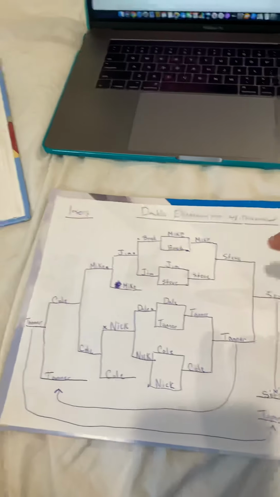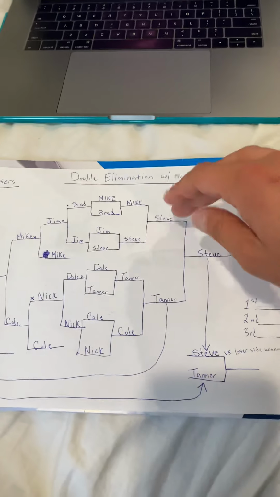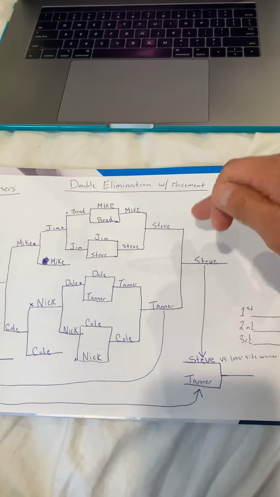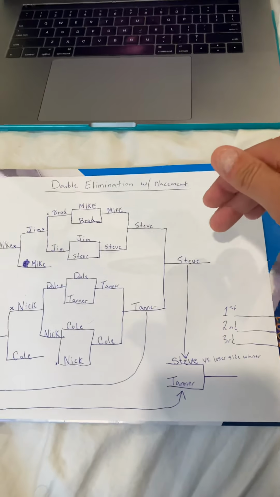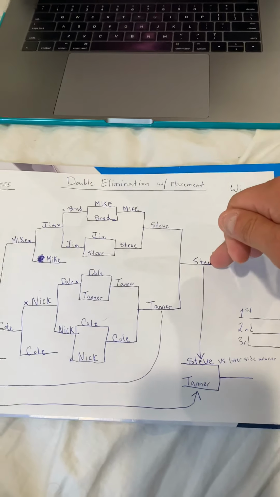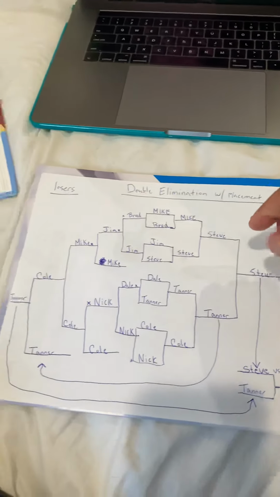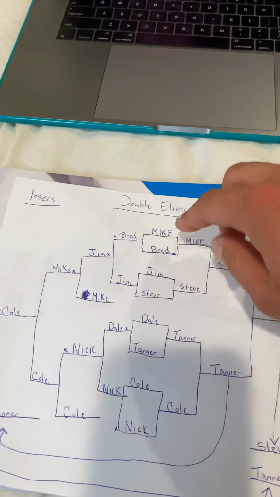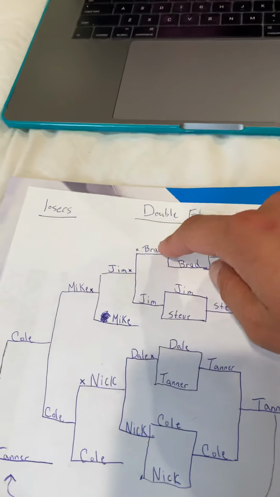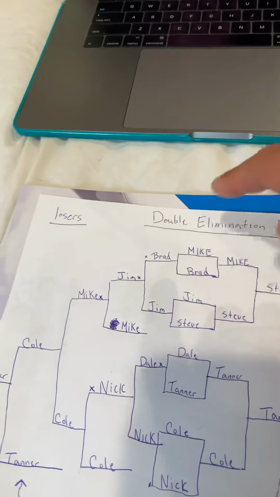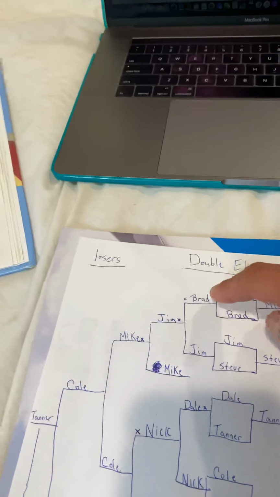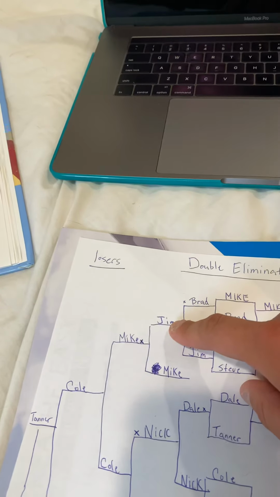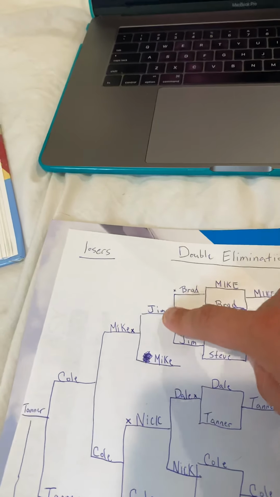And so now, for the winner's side, we have Steve and Tanner playing each other for sort of the championship, but to be the winner on the winner's side. So Steve wins, and so Steve's our winner. And so now we go back over to this loser side. Brad and Jim are playing each other because Jim lost to Steve, so he was over here. And so Jim beats Brad, so Jim moves here.